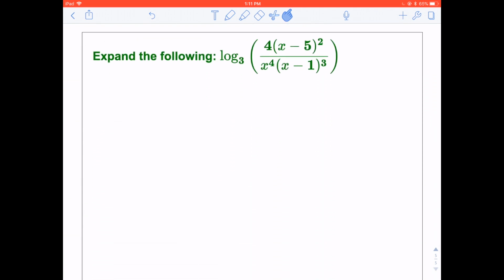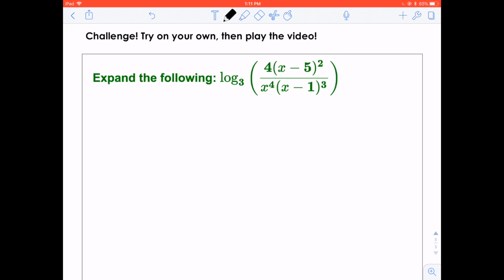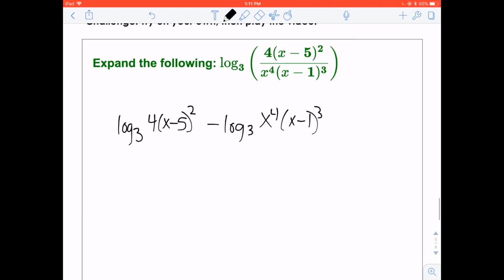Okay, lastly, we have this challenge. Go ahead and try it, then you can come watch me on the video. This is a very difficult one, so I'll be impressed if you can get it. All right, first I would break it up into subtraction. So I have log base 3 of 4 times x minus 5 squared, minus log base 3 of x to the 4th times x minus 1 cubed. Then I would break these both up into addition.